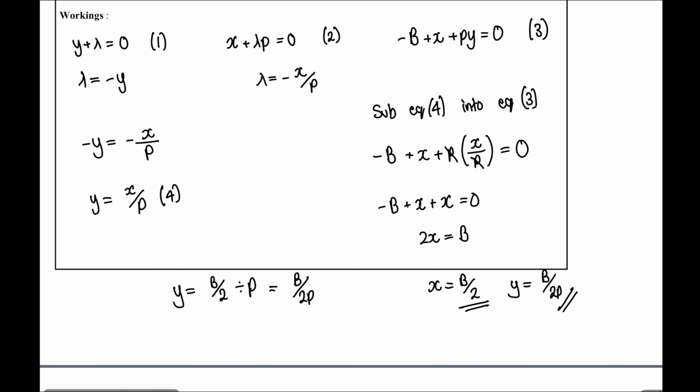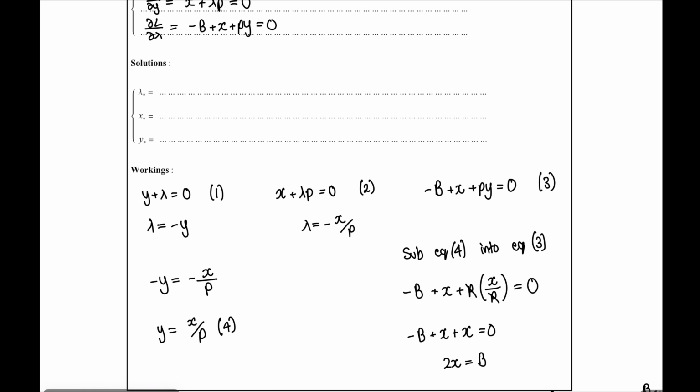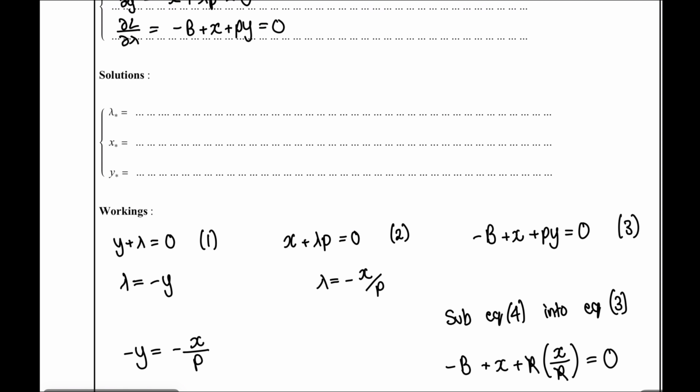To find out lambda now, we can use either of these equations. Lambda is equal to minus y is, of course, easier. So lambda is simply equal to minus b over 2p. So just a negative sign in front of this. So writing that in, our solution is lambda is equal to minus b over 2p, x is equal to b over 2, and then y is equal to b over 2p. Cool. Moving on.